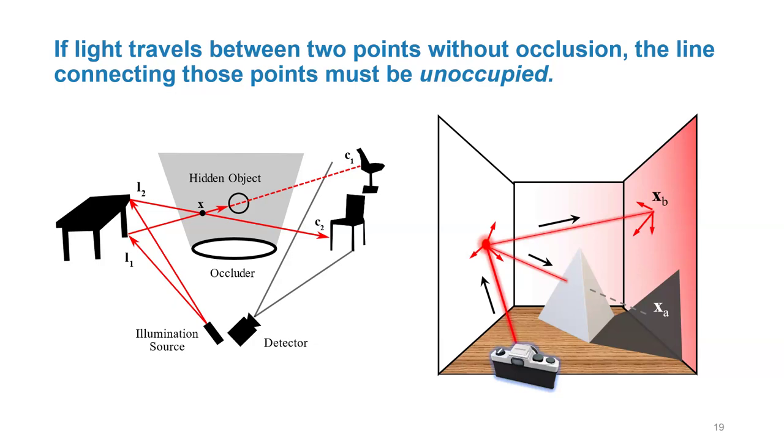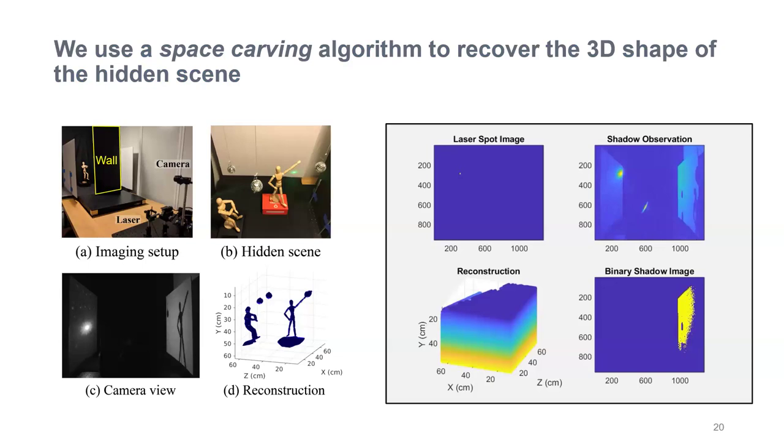We use this principle to develop a space carving procedure for extracting the full 3D shape of a hidden scene from a set of shadows. Again, what we'd do is illuminate a point on a surface lying to one side of a hidden space, and then observe shadows cast by hidden objects on the surfaces lying on the opposite side of the hidden space. We would then represent the hidden space as a 3D grid of points, and we would carve away, or throw away, all points that did not project from the position of the laser spot to the positions of shadowed pixels.